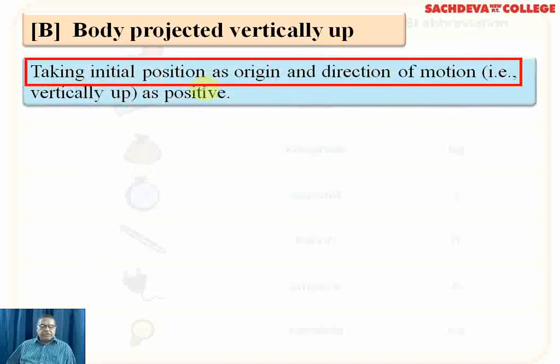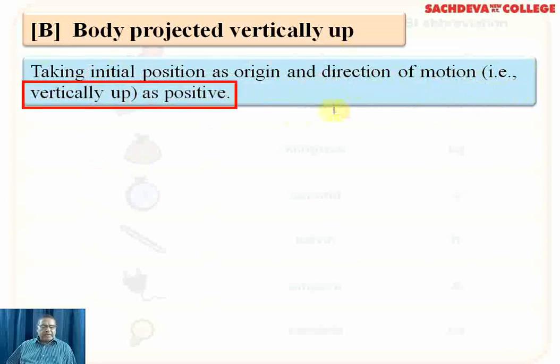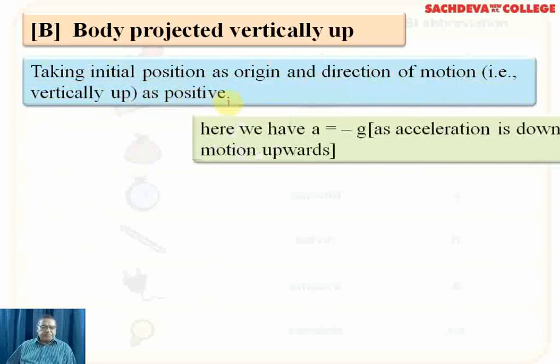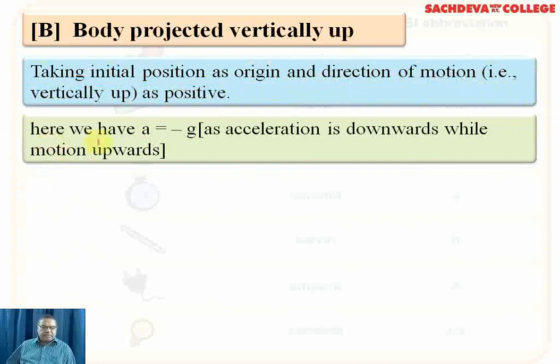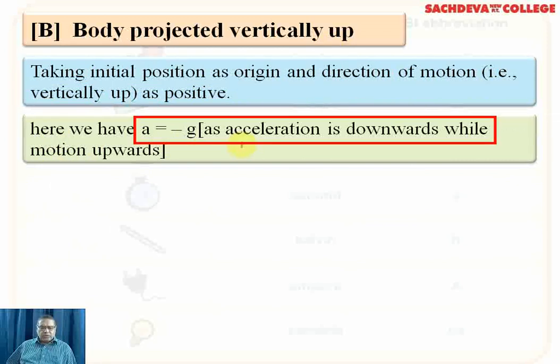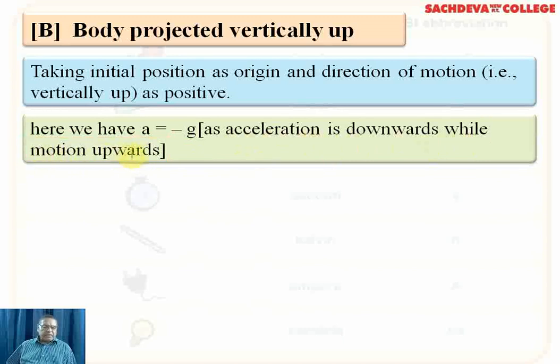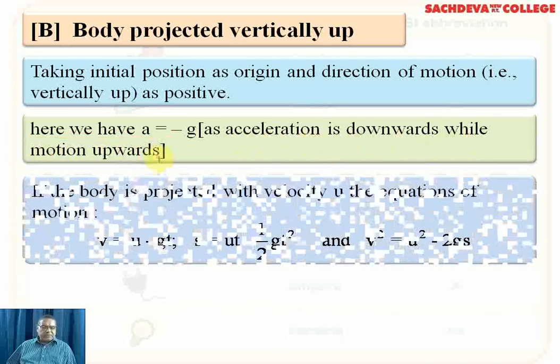Taking the initial position as origin and the direction of motion, that is vertically up, as positive, here we have minus g, because acceleration is downward while motion is upward. So g will be taken as negative.